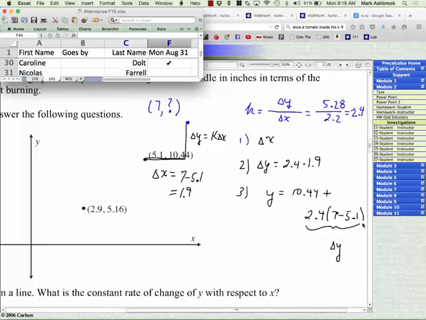Which is this whole term right here. And then finally, you've got the old y, which is 10.44. And you're going to add the change in y. And that's going to give us the new y. So, Zhao, what did you get was the final answer? 15. Exactly? So the y value when x is 7 is 15.